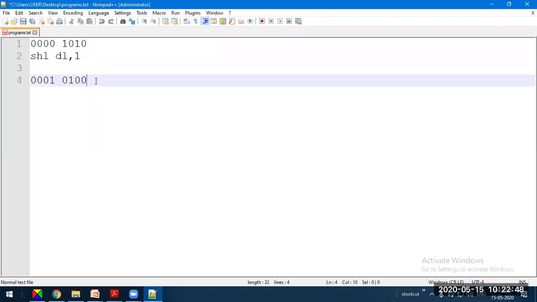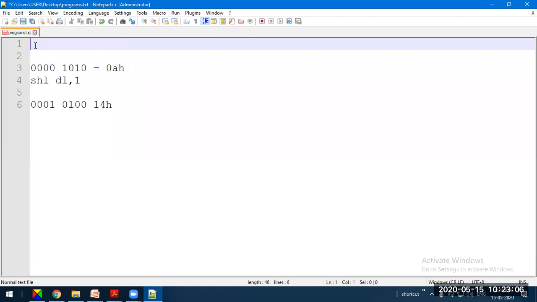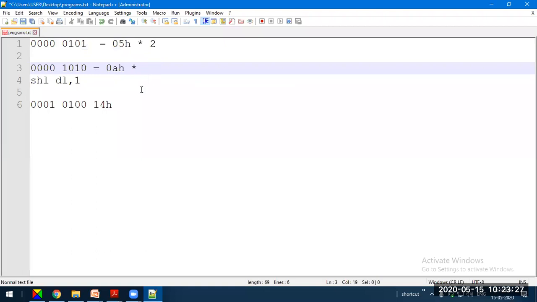The result is 0001 0100. What is the equivalent? Guess what this value is equal to. 14H. So this is 0AH. We started with 5, which is 0000 0101, 05H. If you observe, 05 times 2 is 0AH, and 0AH times 2 is 14H. Is it correct?